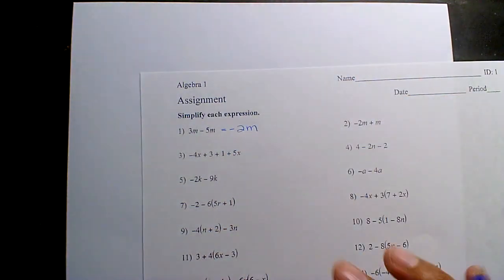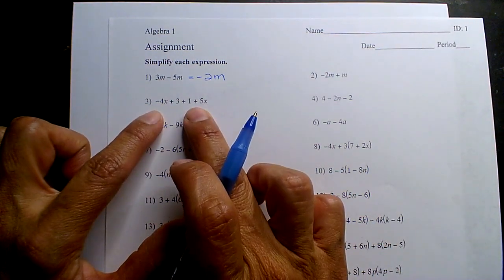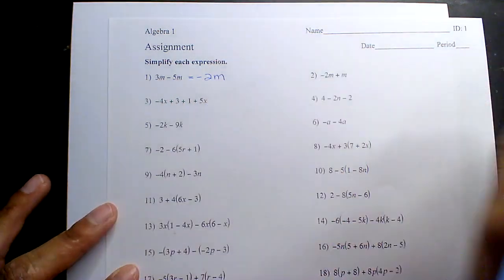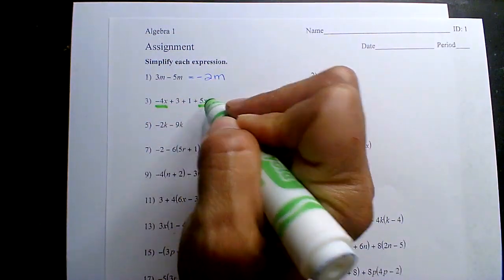And you don't have to show a bunch of work. I'm the teacher. I'm always going to write a lot more than you. So if you look at 3, here, let me use markers. Okay, you have negative 4x, you have positive 5x.